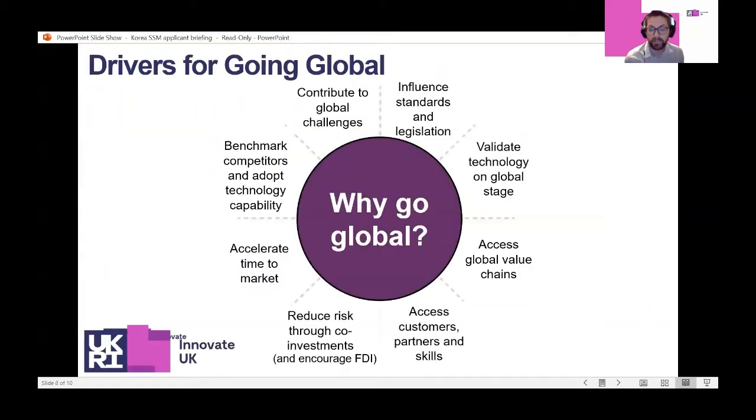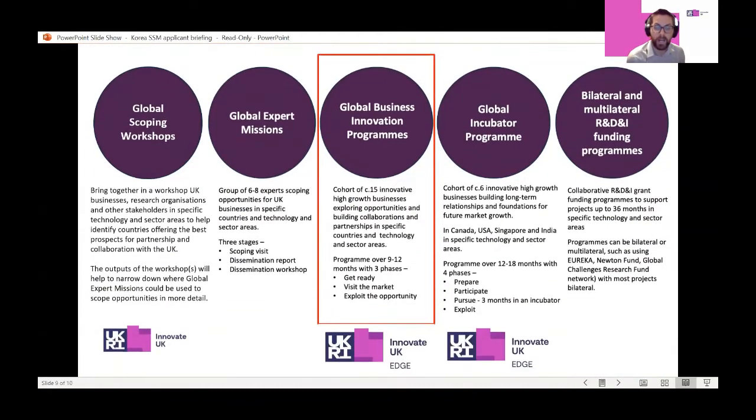And our evidence suggests that there are a number of reasons why businesses choose to go global. Again, I won't dwell on all of these. You can see these on your screen, but there's a number of reasons there around accessing value chains, reducing risk through co-investments, accelerating the time to market, benchmarking against competitors, etc.